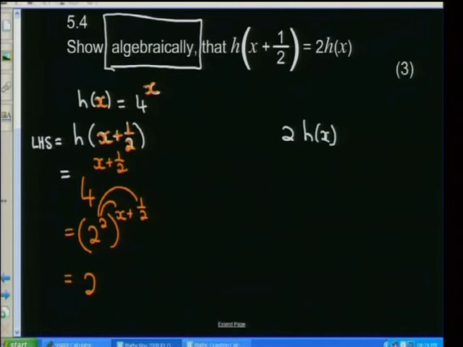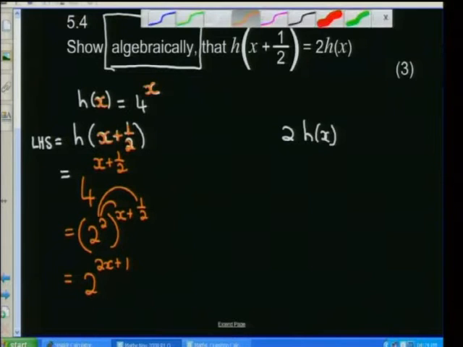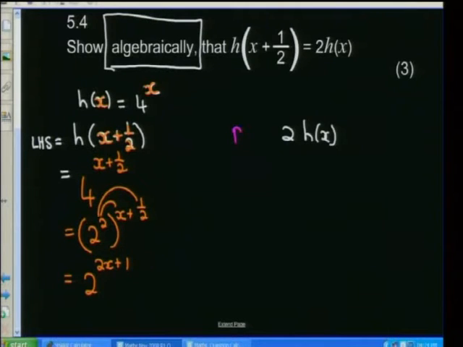So we would get 2 to the 2x, and 2 times a half is actually going to be 1. So we have this there, and I think that's pretty simple. So let's see what we can do on the right-hand side and whether we can get a bit further on. Right, so on the right-hand side, they're telling me it's the same as 2 lots of h of x. So 2 lots of h of x, and h of x was 4 to the x.